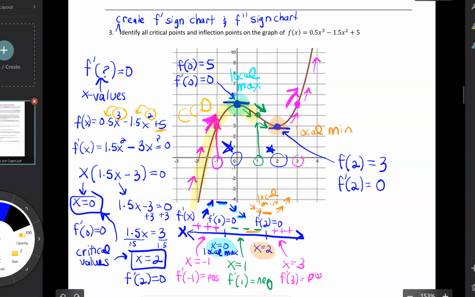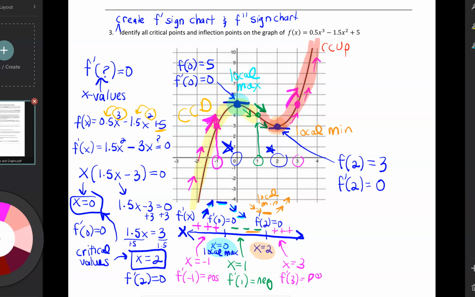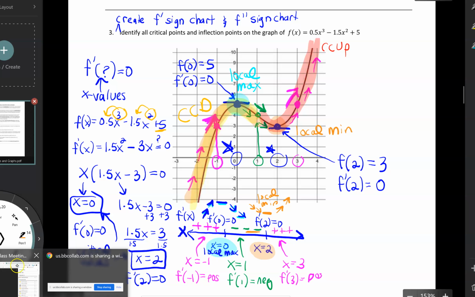But then I flip over in this region. In this region, I start going concave up. So here I start going concave up. Where's that switch happening? At what x value does my shape change from this concave down shape to the concave up? What x value is that happening at?